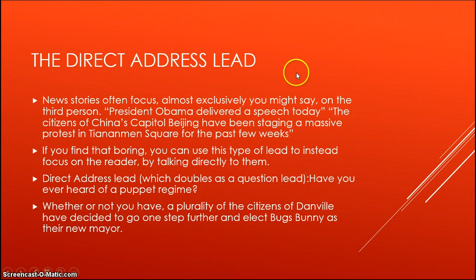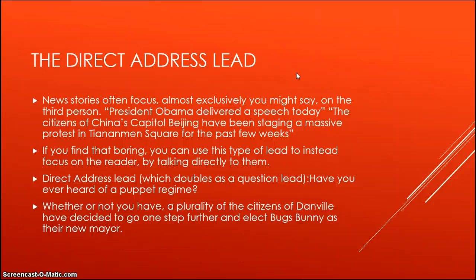And the last one is the direct address lead. News stories often focus almost exclusively, you might say, on the third person. A few examples: President Obama delivered a speech today. The citizens of China's capital, Beijing, have been staging a massive protest in Tiananmen Square for the past few weeks. Both of these are focusing on a third person. The first one, President Obama. The second one, the citizens of China's capital, Beijing. They're not talking to the reader, and they're not very personal. And that's generally because they're hard news stories rather than feature stories.